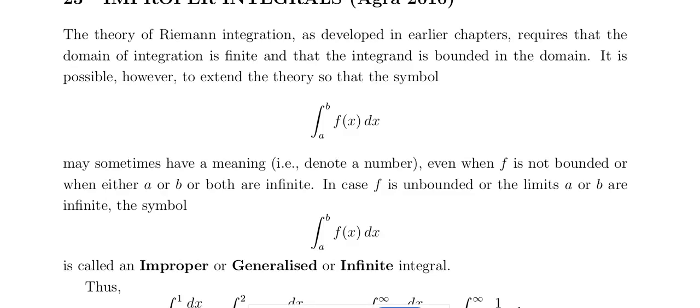If the limit is infinite, or the function inside, the integrand function, is unbounded, then move to the improper integral. That is called the improper integral. That is, f is not bounded, and when either a or b or both are infinite, then the integral a to b f of x dx is called the improper or generalized or infinite integral.